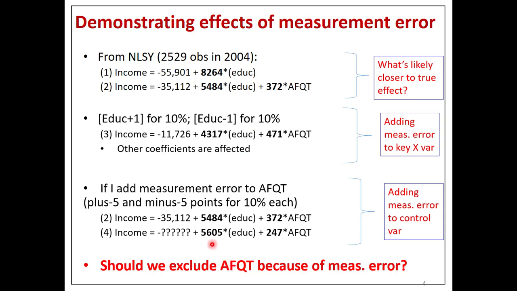And what I would say is that we still use it, even though it has measurement error. There's still a lot of good explanatory power in the AFQT score, and it's helping to some extent to reduce omitted variables bias. And so I would say that this is the better model, despite the measurement error, which is biasing the contribution of the AFQT score.